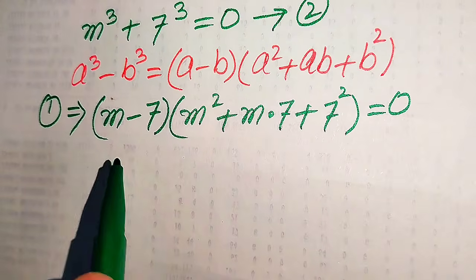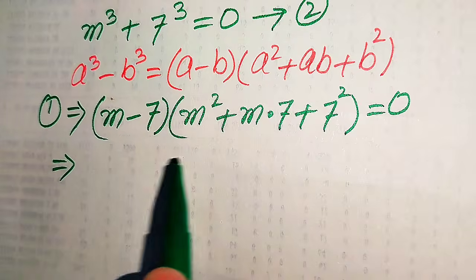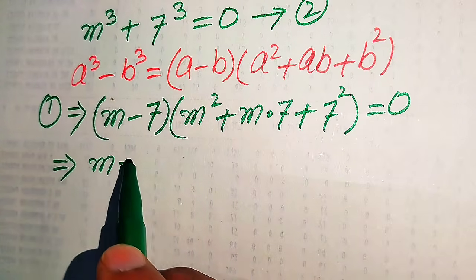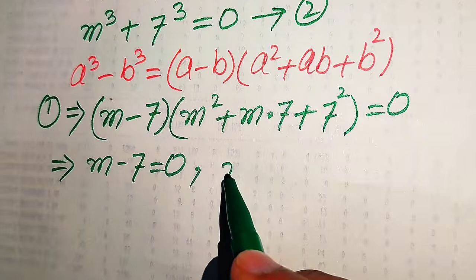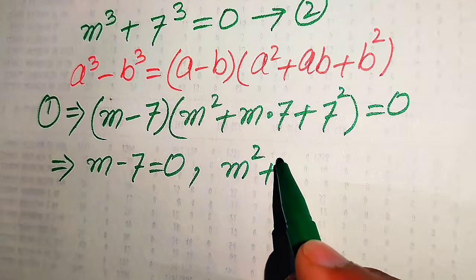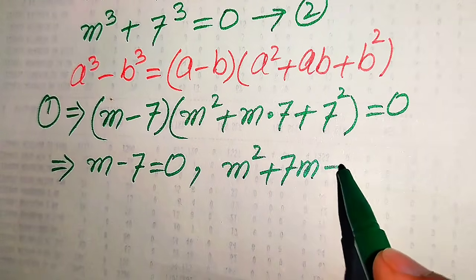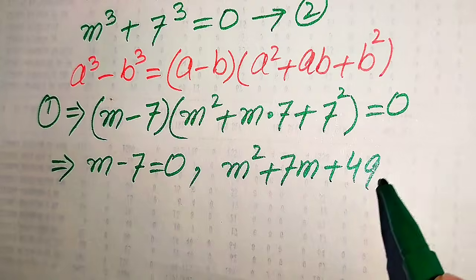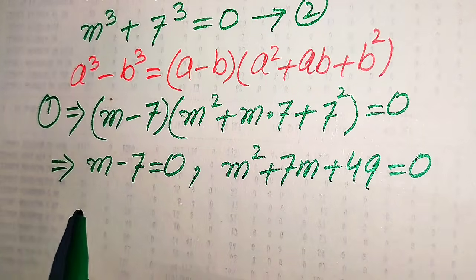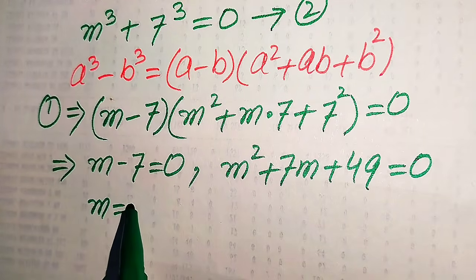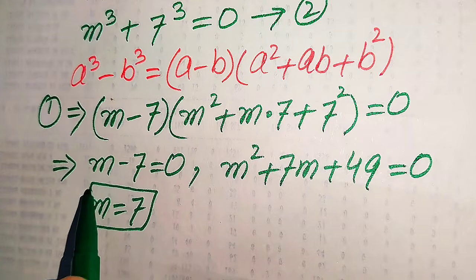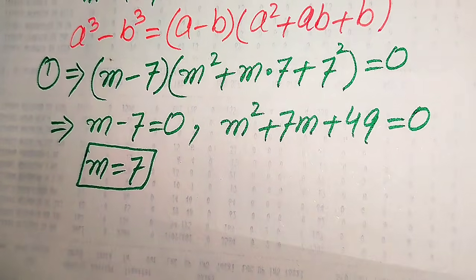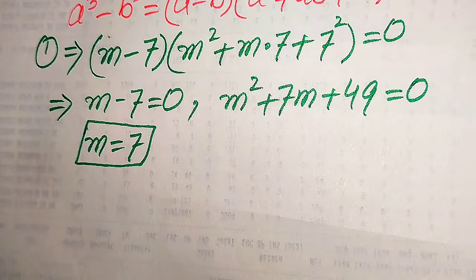And after that we need more simplification, and we divide this equation into two cases. The first case is m minus 7 equals 0, and the second case is m square plus 7m plus 49 equals 0. So from here we get the value of m equal to plus 7. This is the first real root of the given equation. Now, in order to find the other roots, we need to solve this quadratic equation.